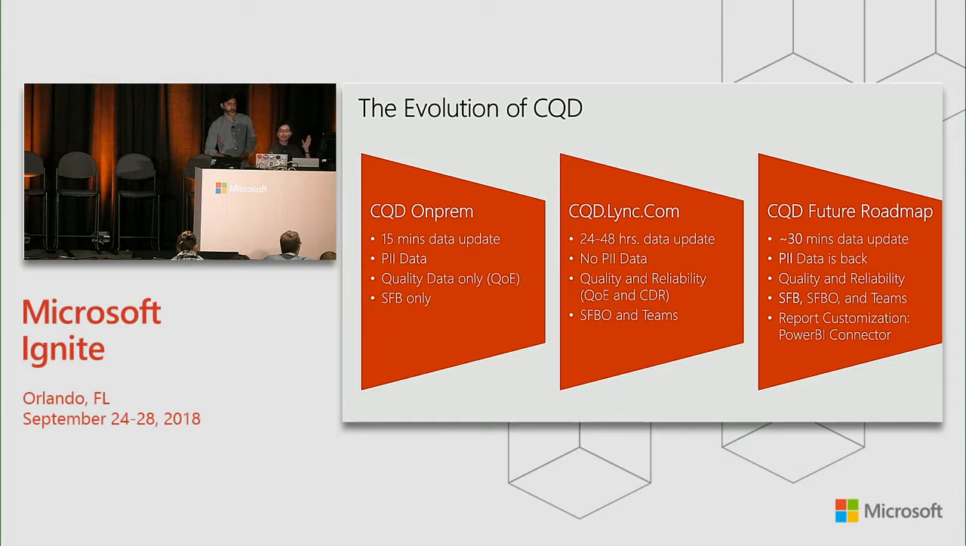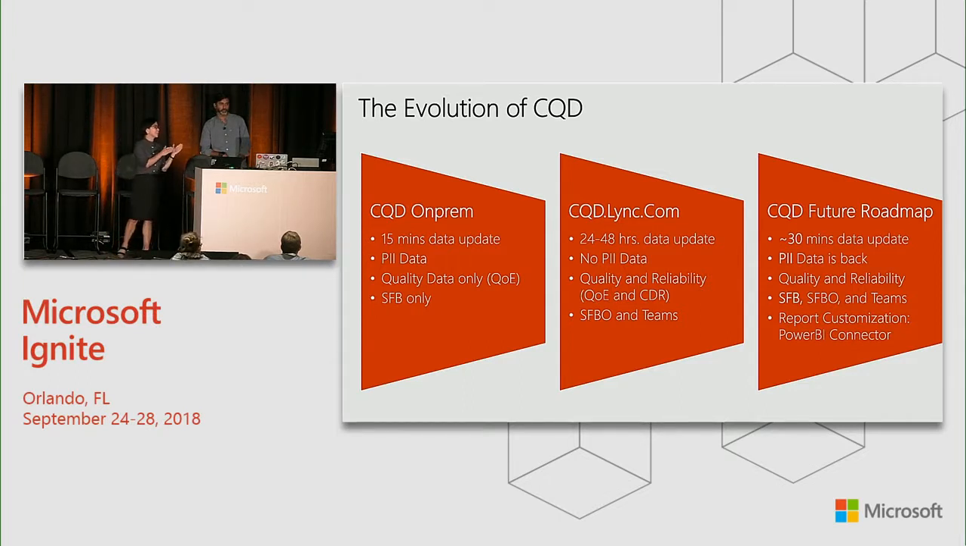So what you have seen in online is actually cqd.lync.com. Because of the way our CQD in the cloud was built, we have a constraint on how the data arrives. So we have a latency of 24 hours. And because of online compliance about the data and GDPR, we made a decision not to include the PII data inside the CQD. And you know, we have to delete all the data within 30 days.